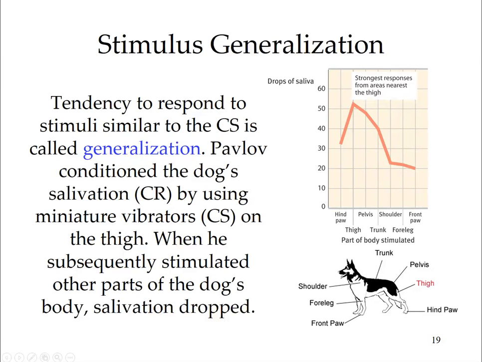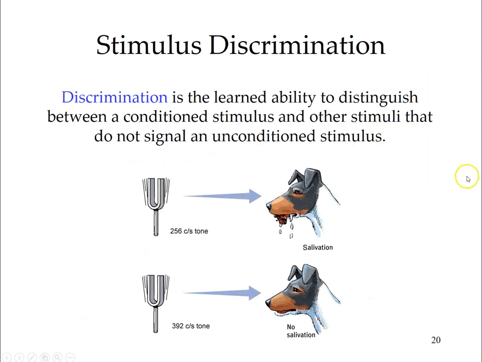Discrimination has a survival value because it limits our learned responses to appropriate stimuli. For example, fleeing from a rampaging lion, but not from a playful kitten. So stimulus discrimination is the learned ability to distinguish between a conditioned stimulus and other stimuli that do not signal an unconditioned stimulus.